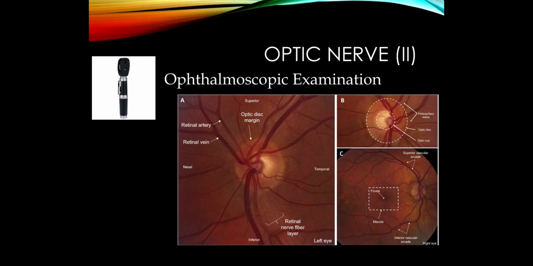Now, the next thing we can do to evaluate the optic nerve, and actually this is the only part of the central nervous system you can actually see on the physical examination, is an ophthalmoscopic examination. Okay, and Dr. Schenkel is going to go over this in more detail about looking at the cup to disc ratio and the retinal arteries and veins and all of that.